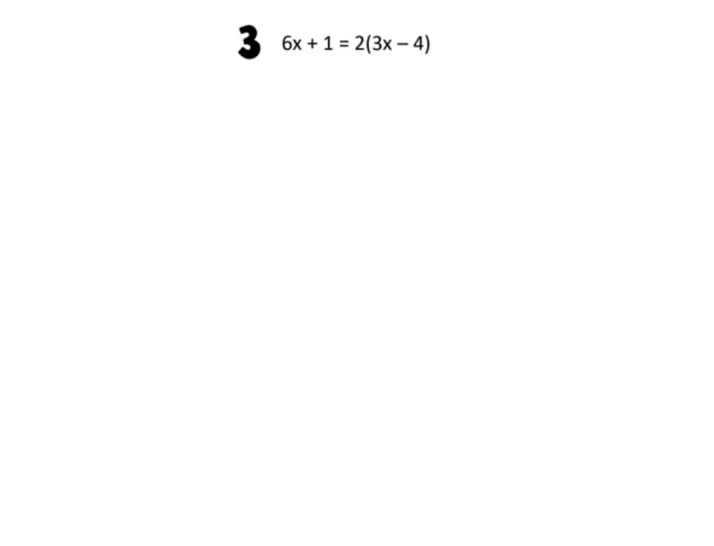Let's look at the last possible case. 6x plus 1 equals 2 times the quantity 3x minus 4. We'll draw my line through my equal sign. 6x plus 1, there's not anything I can do there. I'm going to leave it alone. Equals, I have distributive property here. 2 times 3x is 6x. 2 times negative 4 is negative 8.